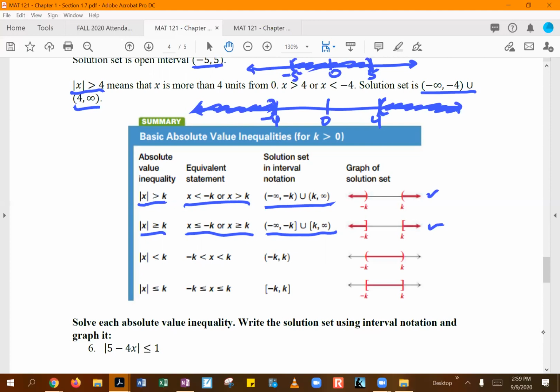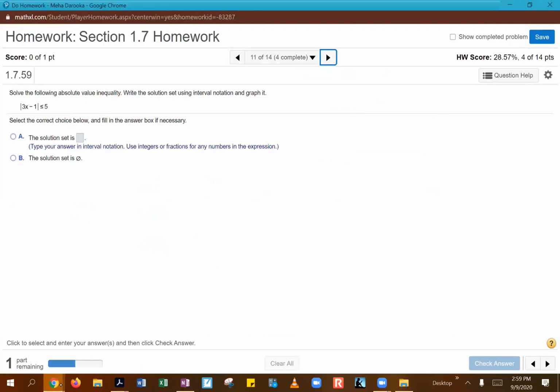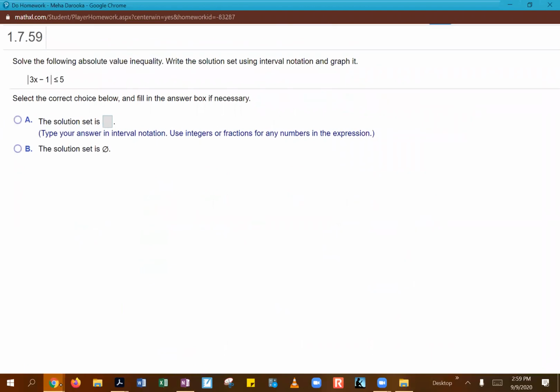If you have a less than symbol, so absolute value less than k or absolute value less than equal to k, you can set it up as a three-part inequality, or you can also set these up as an and inequality. So you can set up the less than equal to as and, the greater and greater than equal to as or inequalities. So basically your absolute value inequalities turn into compound inequalities. So let's take a look at these examples over here. So we'll do one with the less than symbol.